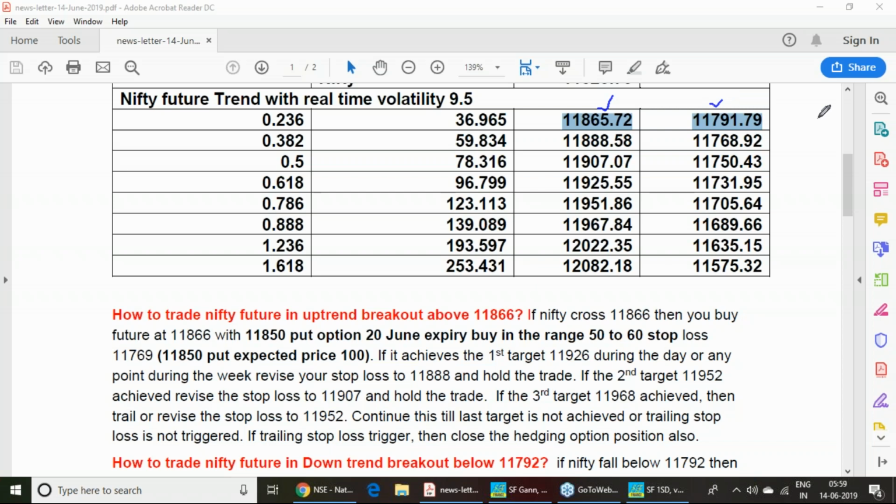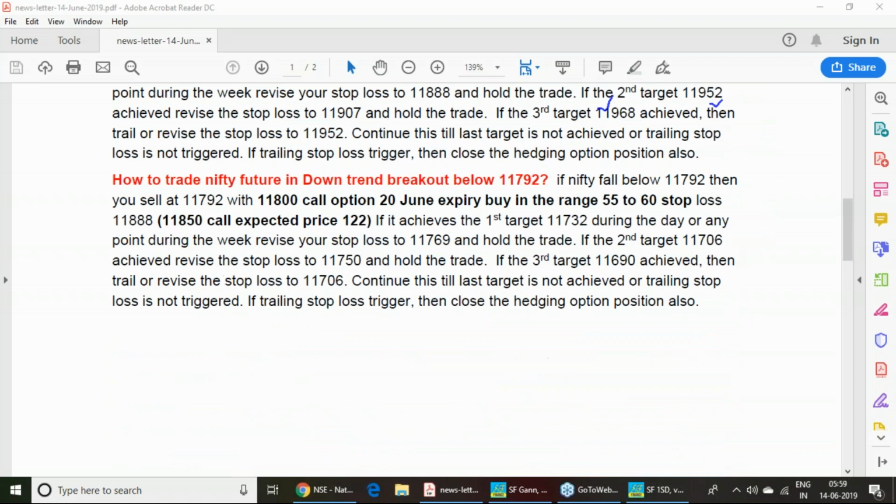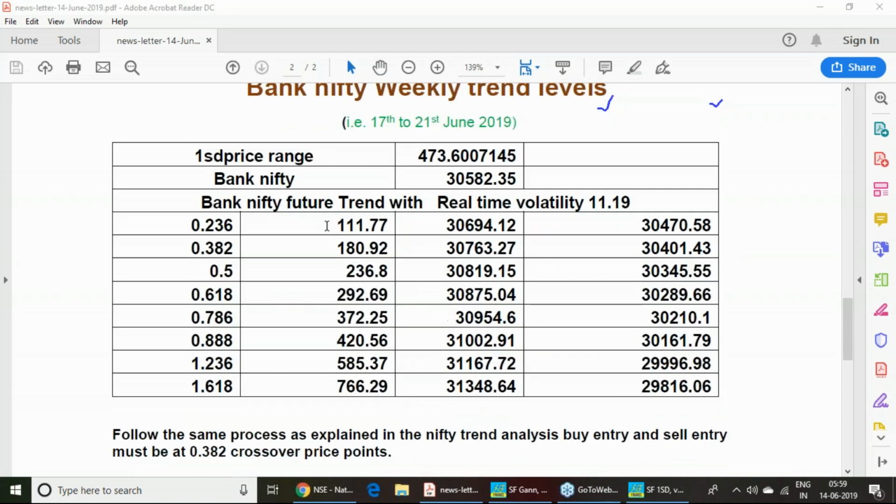Whenever it comes, I'll be entering the trade in that direction along with the proper hedging. So this is how I'll be using this Nifty trend reports. Similarly, I have given detailed descriptions of the same calculations for the Bank Nifty.